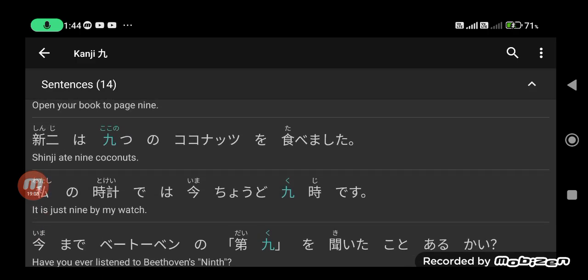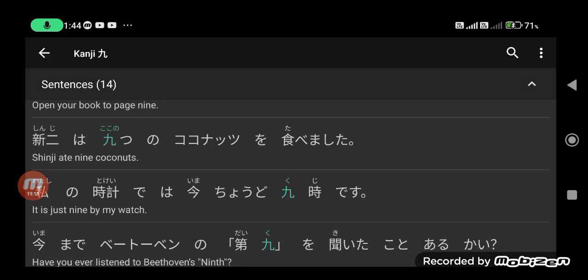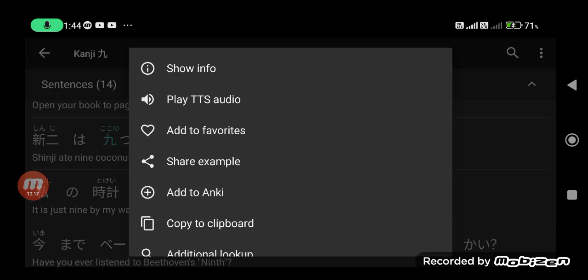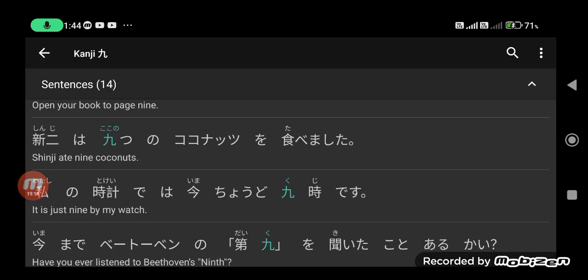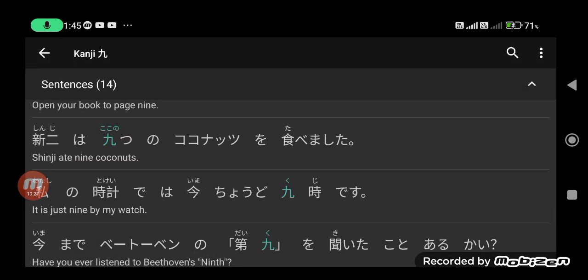Say another example. Shinji ate 9 coconuts. シンジは9つのココナッツを食べました. Sounds like a tongue twister. シンジは9つのココナッツを食べました.